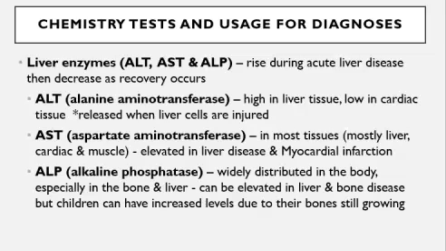The last liver enzyme is ALP, which is alkaline phosphatase. And ALP is widely distributed in the body, especially in the bone and liver, but it can be elevated in liver disease and in bone disease. But in children, ALP can still be elevated because of bone still growing. And most of the time in the clinical laboratory setting, you'll hear these liver enzymes just referred to by the acronyms ALT, AST, and ALP.